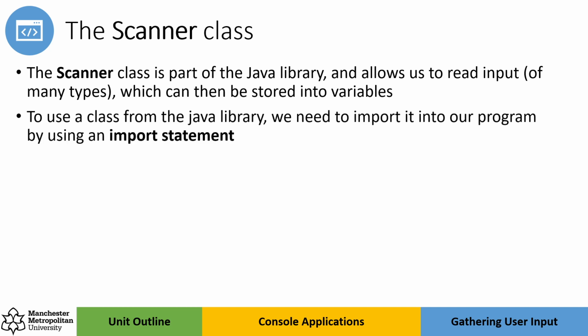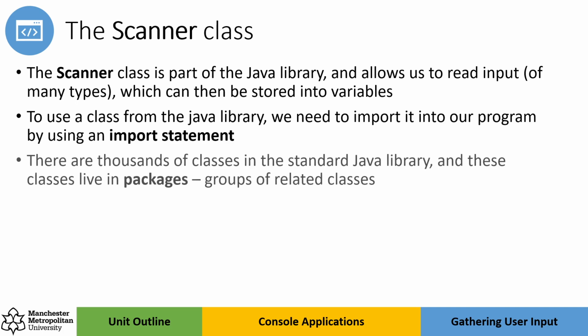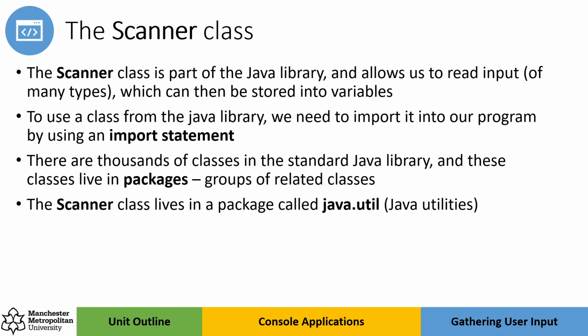Now, because we now want to use a class from the Java library, we need to import it into our program. And we achieve that by using what's known as an import statement. An import statement will usually be at the top of the code, and Eclipse and many other IDEs can handle this automatically. Now, there are thousands upon thousands of classes in the standard Java library, and those classes live in packages, and packages are just subfolders in which related classes are grouped together. The scanner class lives in a package called java.util, and the util stands for utilities.